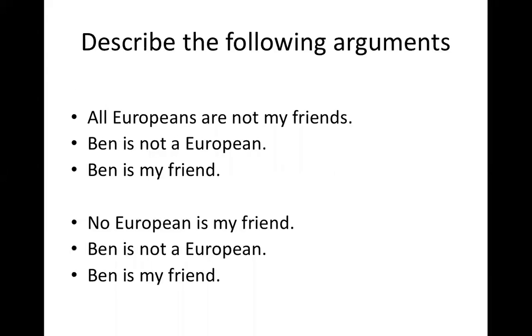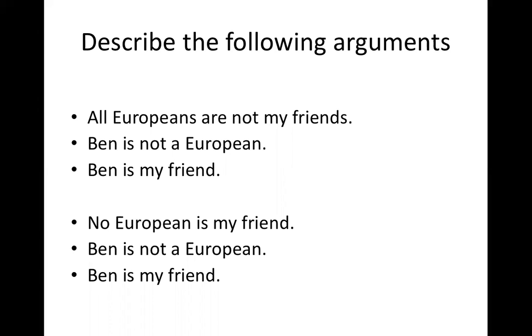All right. Describe the following arguments. All Europeans are not my friends. Ben is not a European, therefore Ben is my friend. Remember, we said that two negatives amount to a positive. So you can as well eliminate the two negatives and then just read them as positives. All Europeans are my friends. Ben is a European. Ben is my friend.